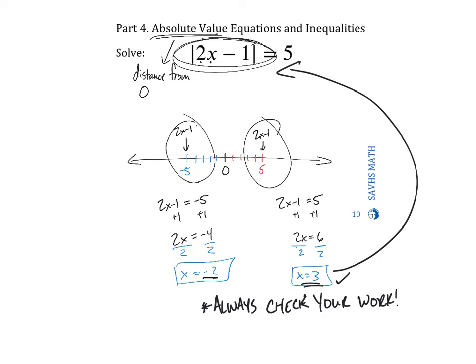Let's put in negative 2. Negative 2 times 2 is negative 4. Negative 4 minus 1 is negative 5. But the absolute value of negative 5, remember, is 5 because it's 5 units away from 0. And so both of these solutions work, and we're done with the problem.